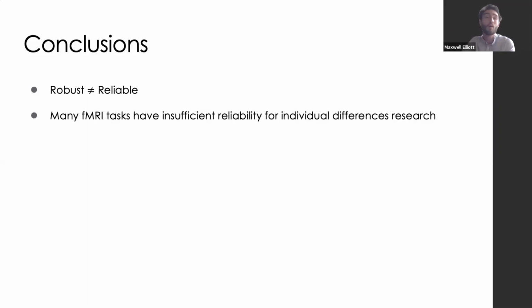Importantly, from the meta-analysis and our task fMRI analysis, many fMRI tasks probably have insufficient reliability for individual differences research, because they will give you underpowered, non-replicable associations that we probably want to avoid, and we want to make sure that we're getting really good individual differences measures for our studies. Importantly, we can't generalize to all fMRI tasks. We investigated a small subset of all the possible fMRI tasks there are. Future investigation into specific fMRI tasks is definitely warranted.